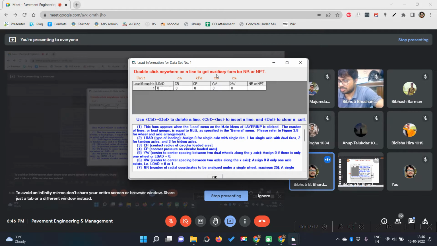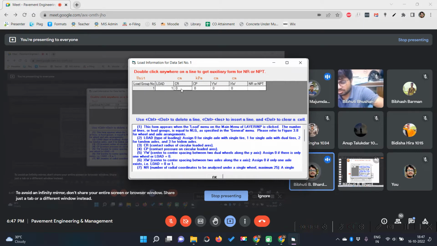Under load, click on load. So what is it showing? Load group number, right? If you see load, what number you should write, it is already written here. Load or type of loading, assign 0 for single axle single tire, 1 for single axle dual tire, 2 for tandem axle, and 3 for tandem axle. Now can anyone tell me what shall I write here? 1, sir. 1. Why? This is single axle dual tire. Right? What can be shear? Any idea?